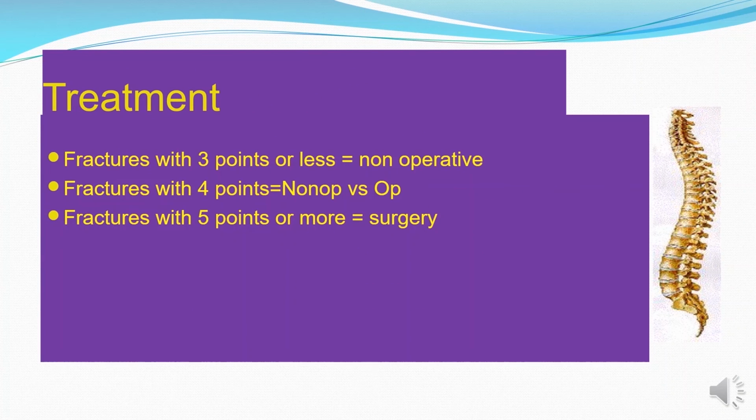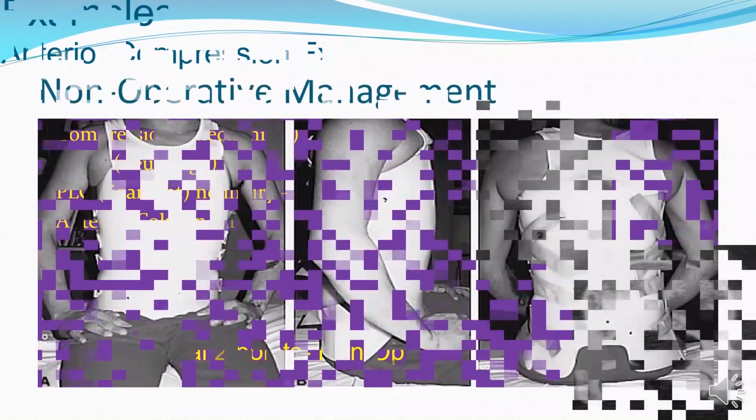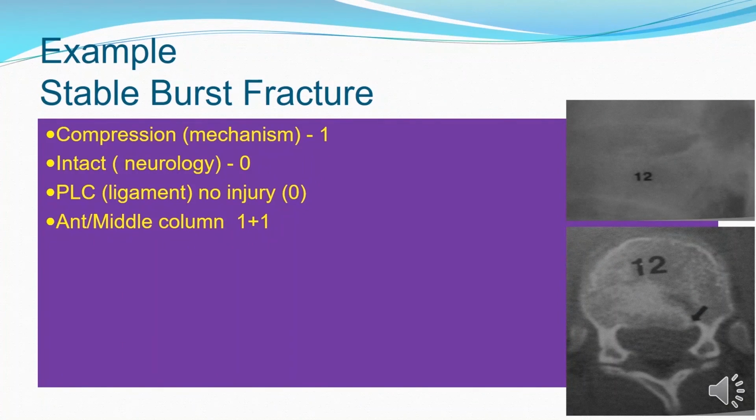Decision making: if the fracture takes 3 points, we have non-operative treatment. If the fracture is more than 4 points, non-operative treatment versus operative treatment. Fractures with 5 points or more go for surgery. This patient is an example. It takes this compression burst fracture in the middle column, PLC no injury, so it will go for conservative treatment.